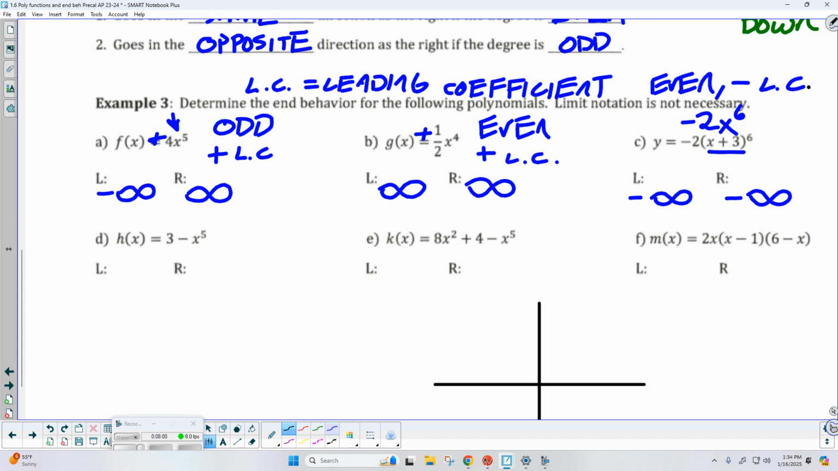Is there anybody who is confused or not sure how I'm getting these answers?